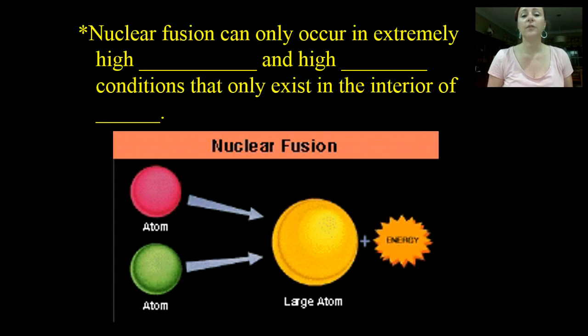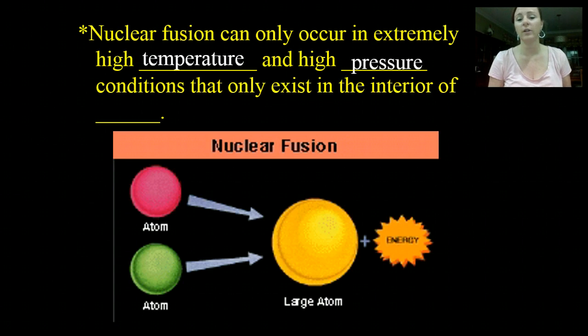Now, nuclear fusion can only occur in extremely high temperature and high pressure conditions that really only exist in the interior of stars. If you look at this diagram, it's showing you two smaller atoms. In our instance with nuclear fusion, these are the hydrogen atoms, and as they combine to form one larger atom called helium, it releases energy, and that's what we feel here on Earth.